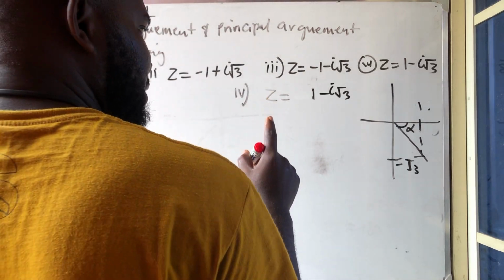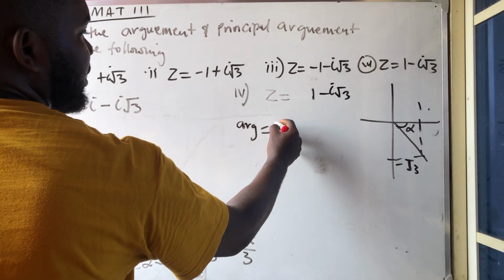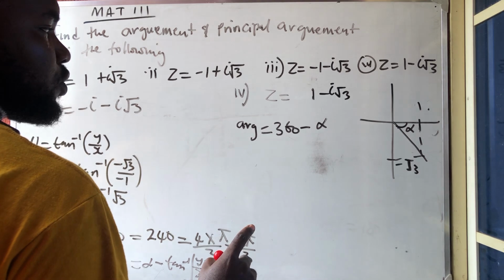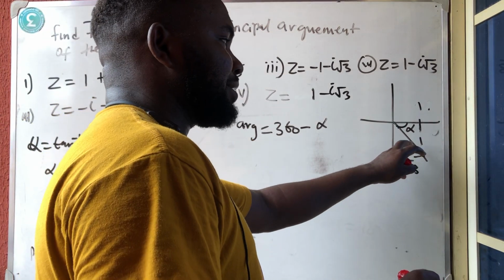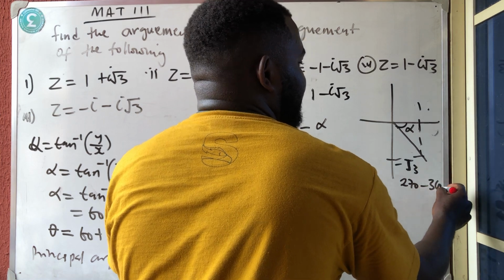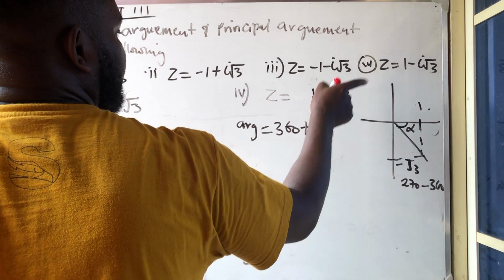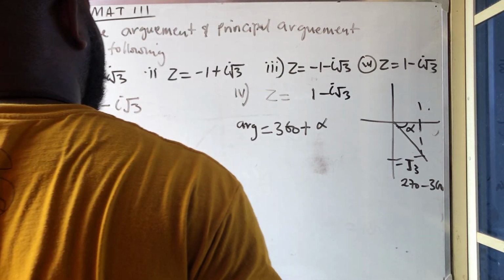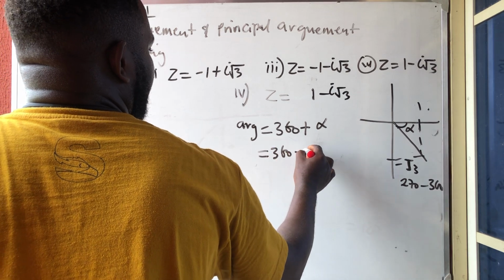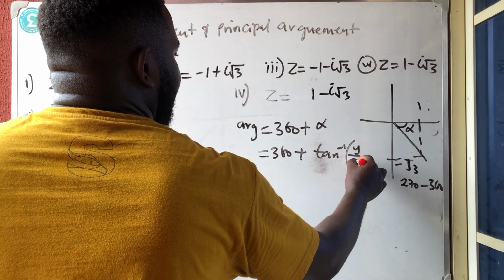So the argument here is simply 360 minus what? Alpha. Because you are going to get something that falls within the range from 270. It will be greater than 270, but it will be less than 360. So you are going to get anything that falls within that range. In fact, I'm going to use plus because of the law of tangent. I'm going to use plus here. So it's going to be 360 plus tan inverse of y over x.